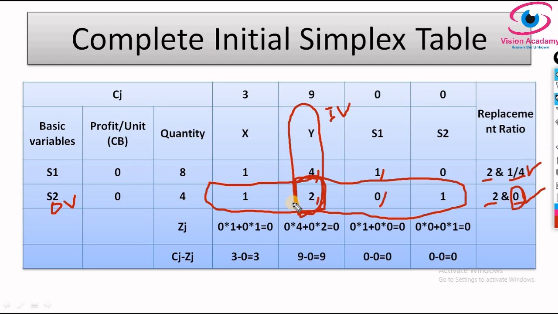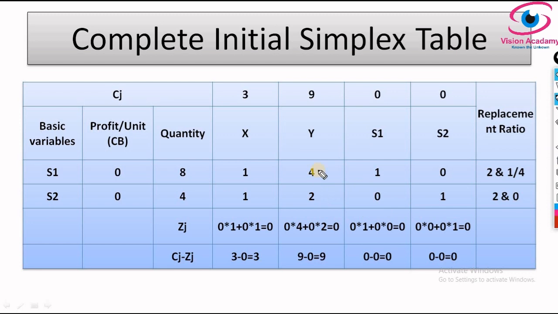So using this, let us formulate the next iteration. For the next iteration, S1 and Y will be the basic variables. Firstly, we have to ensure there is unity in the Y column. In S1 there is already unity. In Y, let us check whether it is unity. There is no unity, which means this 2 must become 1 and this 4 must become 0.